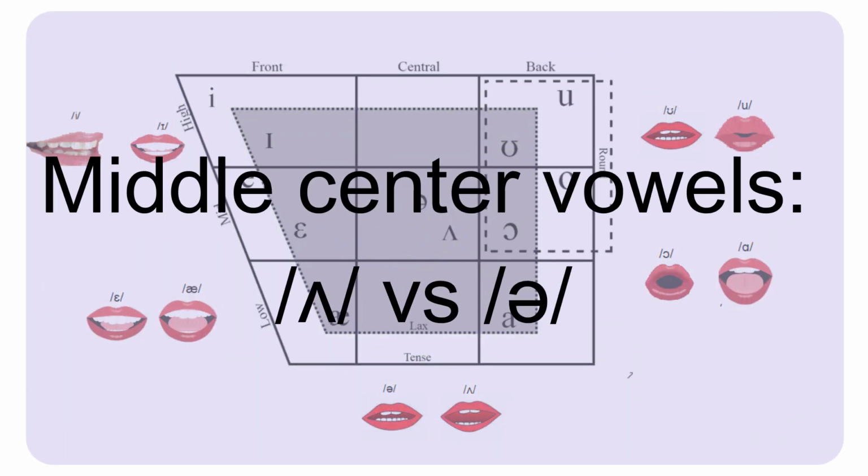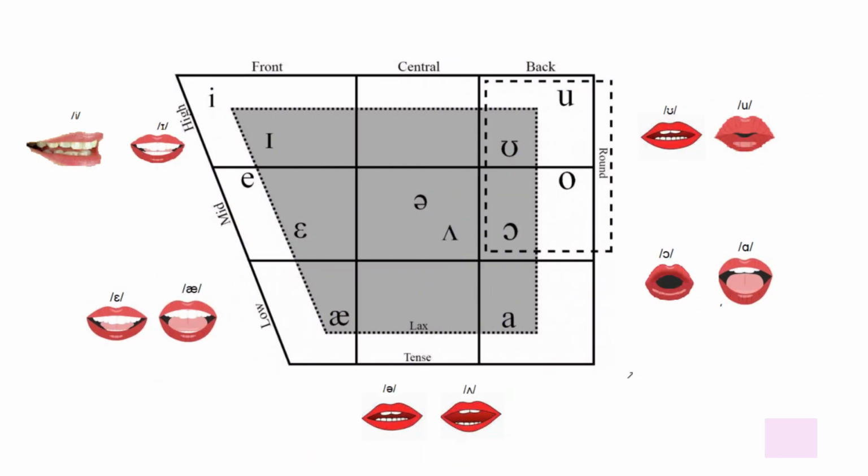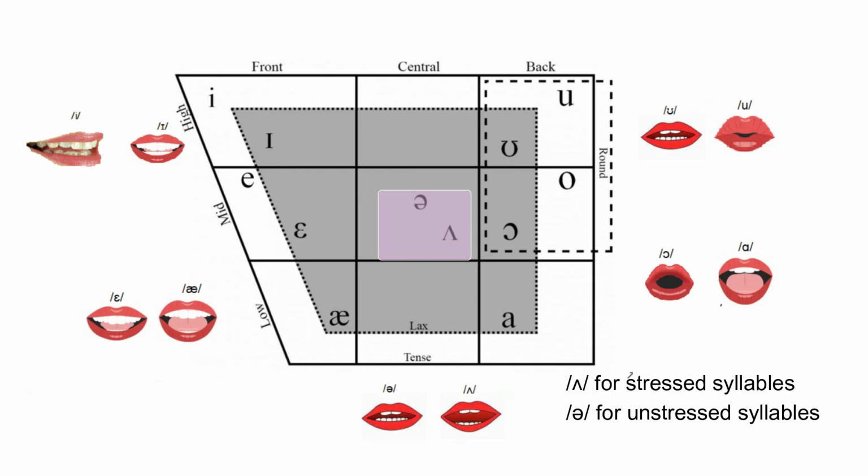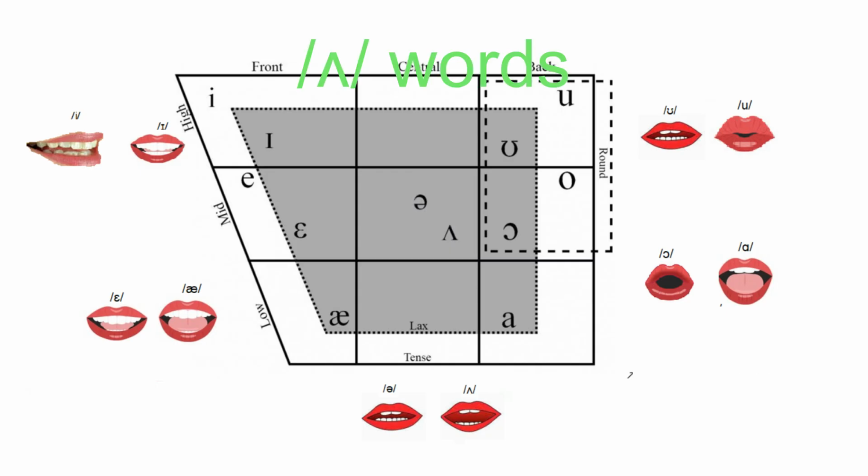Middle center vowels, versus. Both share the same coordinating point, the center of the mouth. They differ on stress. One is used for a stressed syllable, and the other is used for unstressed syllables. Words. Some common words with the stressed vowel include the following.